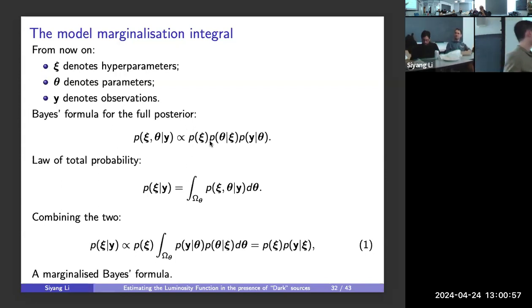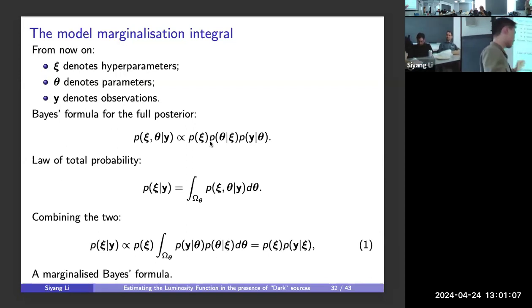So first, we have this Bayes formula for hierarchical models in general, and we also have this law of total probability. If we combine them together, plugging this into this, we'll get the marginalized Bayes formula, and we call this integral the model marginalization integral for the remaining part of this presentation. And we are primarily interested in computing, or finding, this integral analytically.